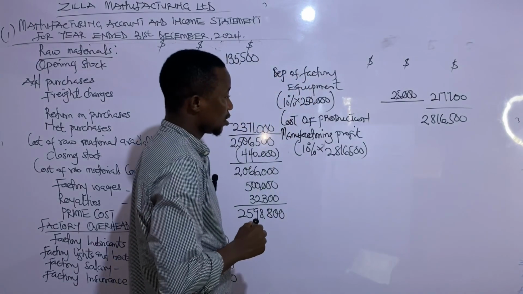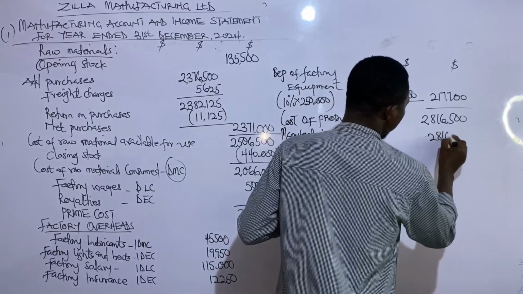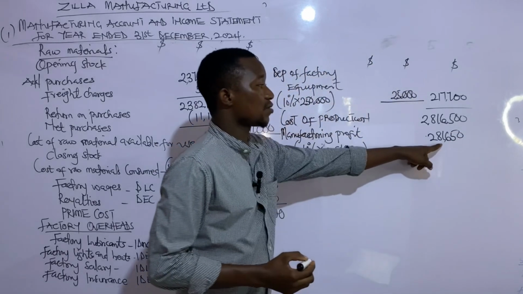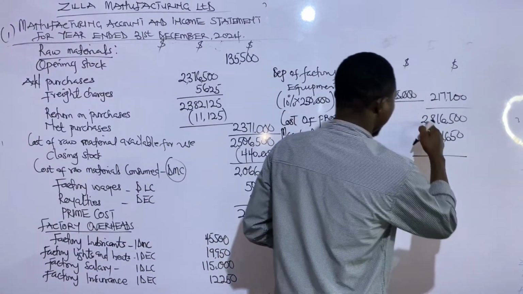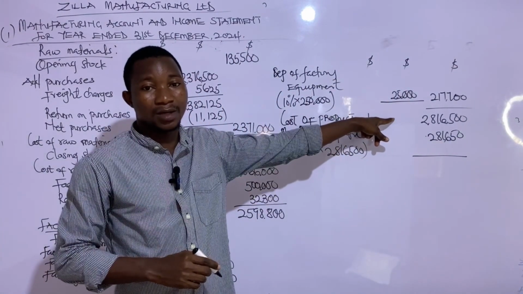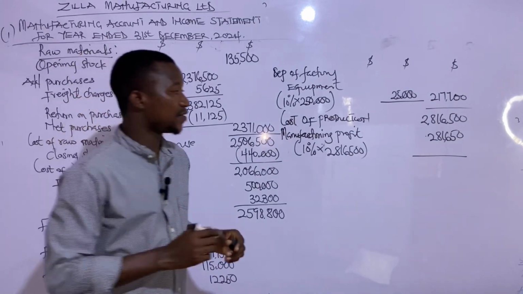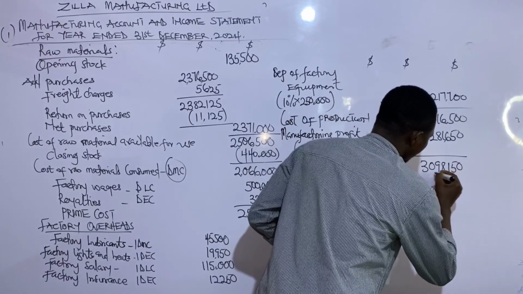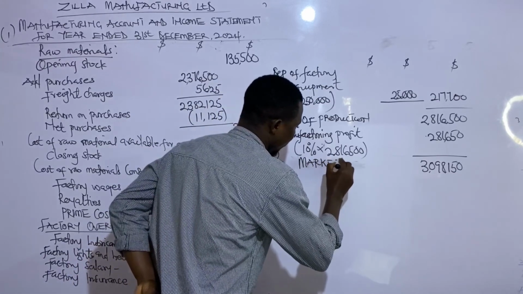2,816,500. When we do this, we only take off 10. So 2,816,50 gives 281,650 as the manufacturing profit. When we add the manufacturing profit to the cost of production, we arrive at what we call the market value, or the selling price of the product. And when we add these two, we arrive at an amount of 3,098,150. This amount becomes the market value.